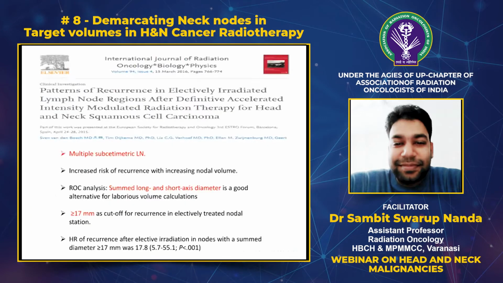What about if we have multiple lymph nodes which are subcentimetric in size? This is one of the recent papers which came in 2016 in the prestigious Red Journal, where they have shown that when the summed long and short axis diameter of all the lymph nodes was taken into consideration, and a cutoff of more than 17 mm was used, the hazard ratio of recurrence correlated significantly with this sum diameter of more than 17 mm. So multiple subcentimetric lymph nodes with a summed long and short axis diameter more than 17 mm can be taken into consideration as malignant lymph nodes.